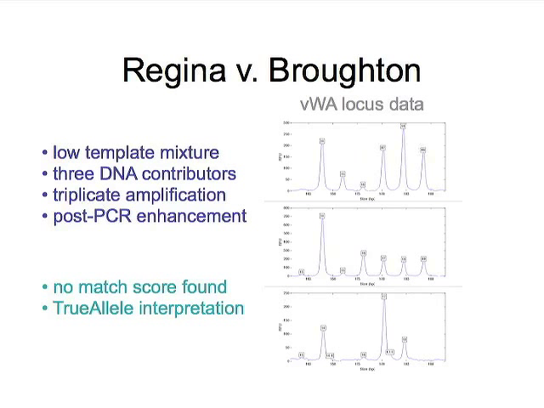After no match score was found, the British did what the British do when neither man nor machine in England can do anything. They call Cybergenetics, and we applied TrueAllele to it.